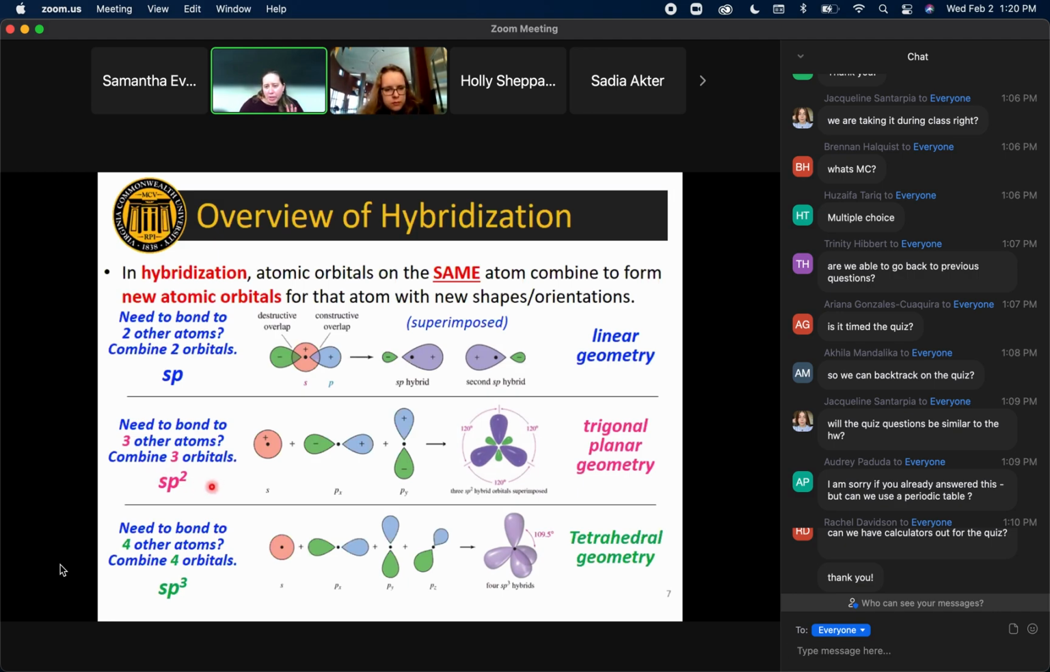For the moment, as you are learning these hybridization concepts, I want you to stick to thinking about how many other atoms you need to bond with, but then just keep in mind we'll have to stretch this out to accommodate lone pairs as well.